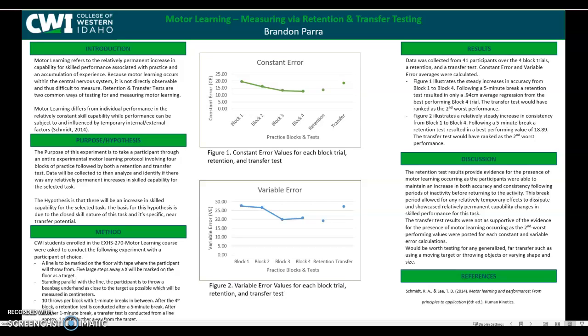The participant is instructed to stand parallel with the line with their feet, and then they will throw a beanbag from their side, underhand and with their non-dominant hand, as close to the target as possible. And then each beanbag thrown will be measured for distance away from the target and recorded in centimeters.